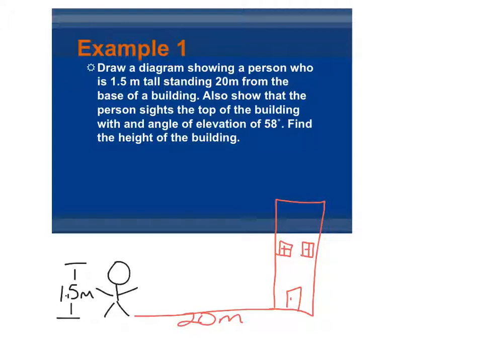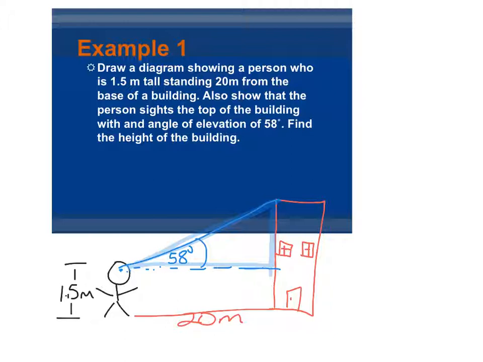Also show that the person's sight at the top of the building with an angle of elevation of 58 degrees. So I've got, here's his eye. Here's my horizontal line of sight. Gonna make a little dash line over here. But he's looking up at the top of the building, creating an angle of elevation of 58 degrees. Anybody see a right triangle here? I've got a right triangle right here that I just formed from him looking up at the top of the building with his line of sight and then the side of the building here.